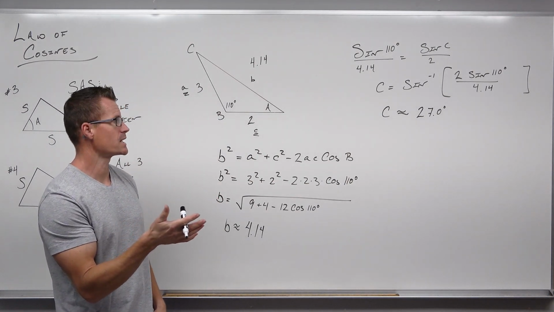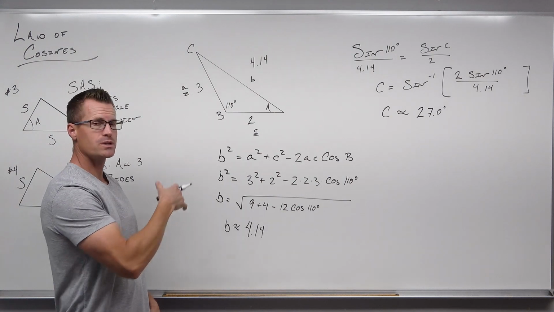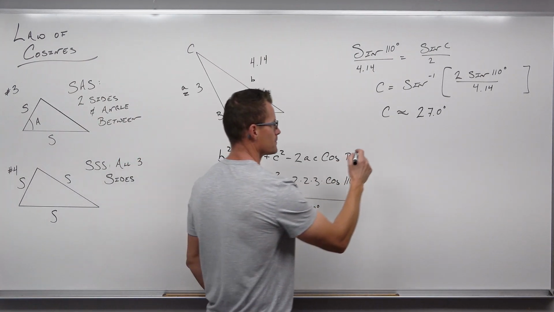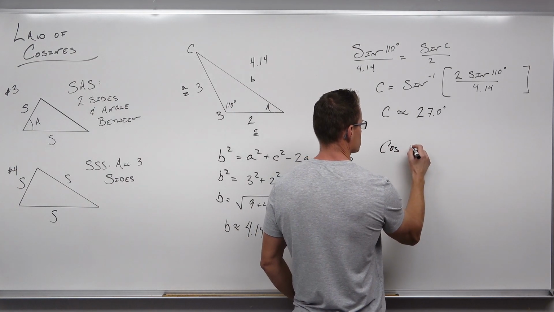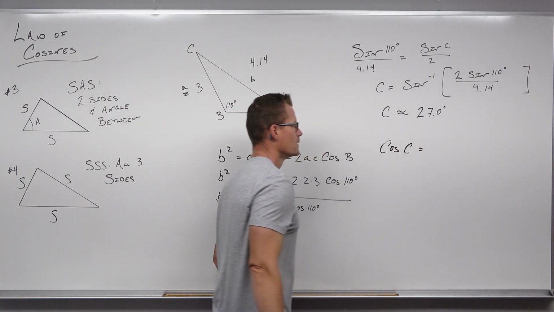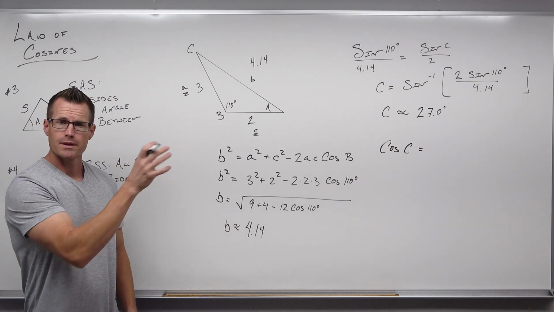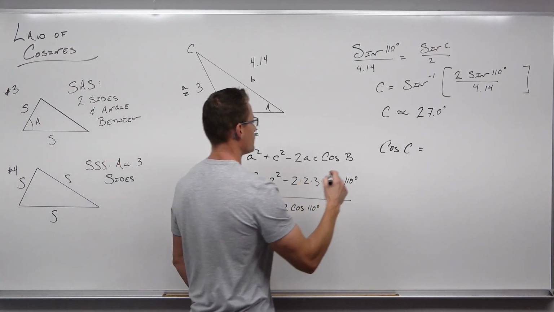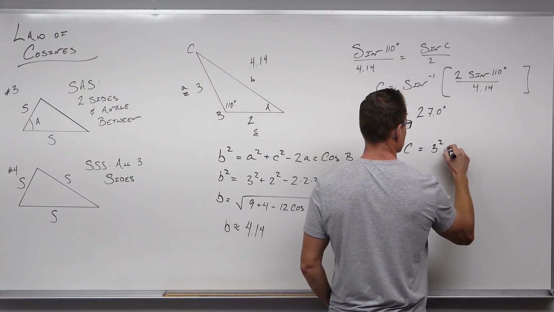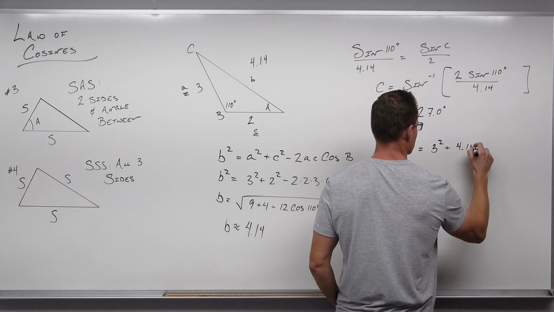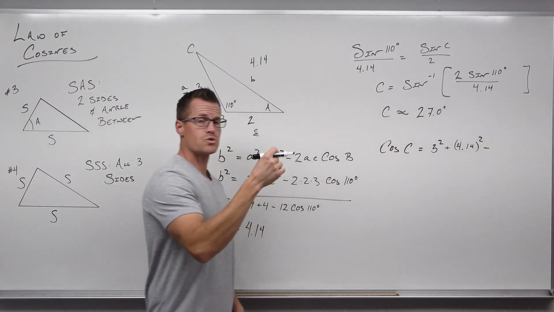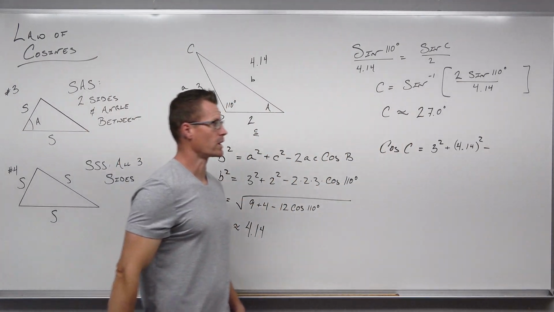Law of cosines would say, hey, if you want to find angle C, here's how we do it. We take cosine of C, square the sides adjacent to it and add them. Subtract the side opposite to it squared.